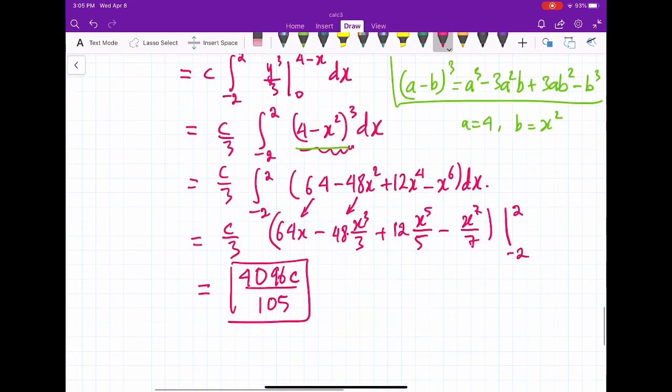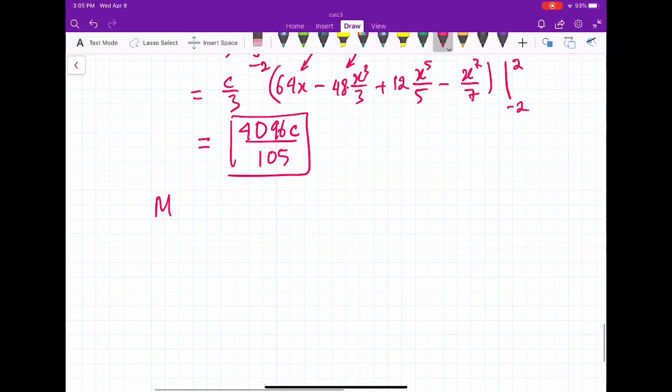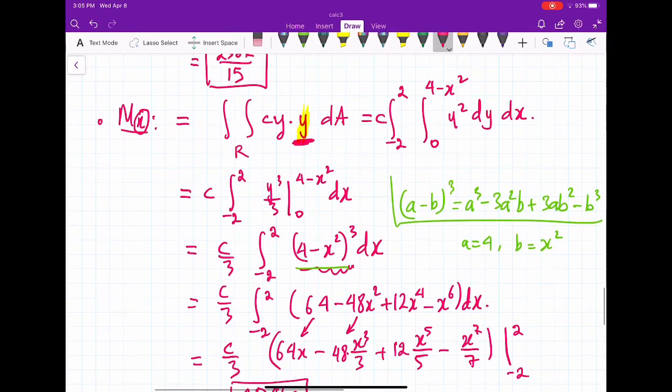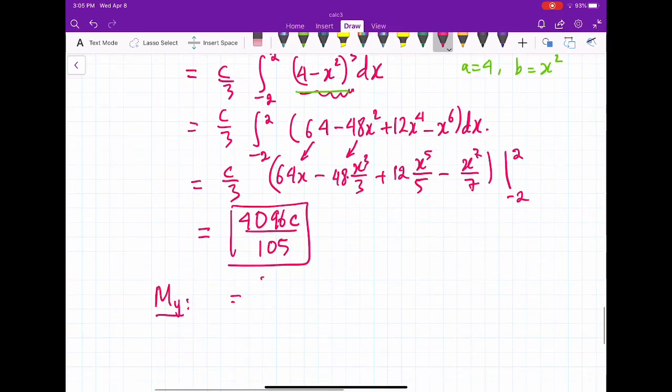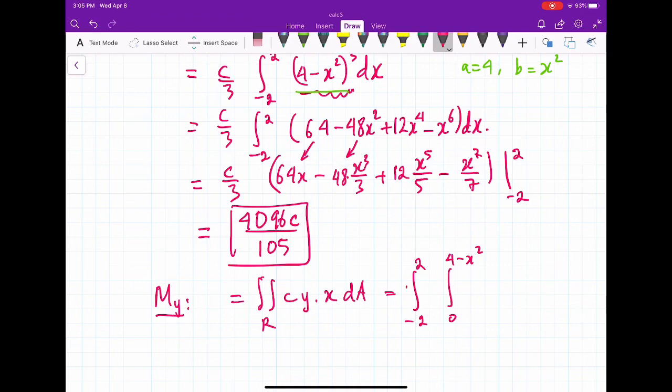Similarly, you can find the moment of mass with respect to the y-axis. Let's do that. So you have the integral of rho, which is cy, times x dA, right? And then of course you can separate that. That is from -2 to 2, from 0 to 4 minus x squared, cy times x dy dx. Okay, so we integrate with respect to y.